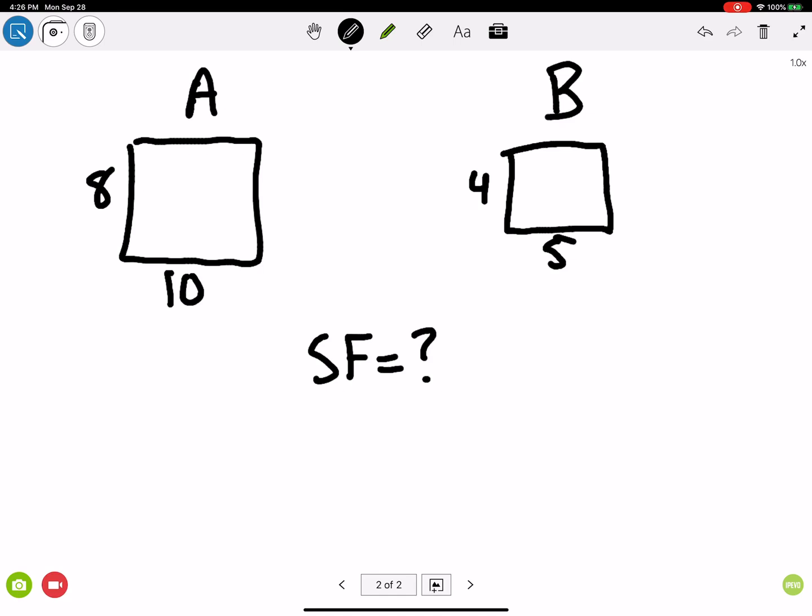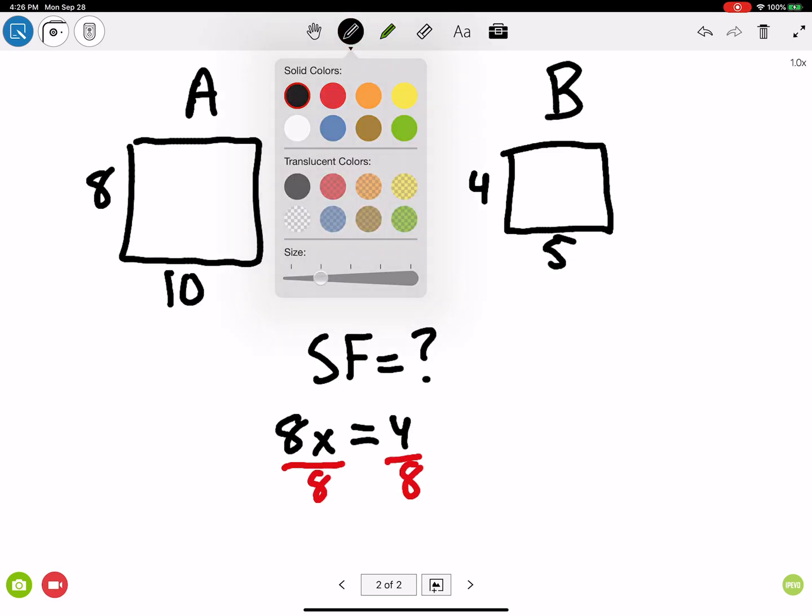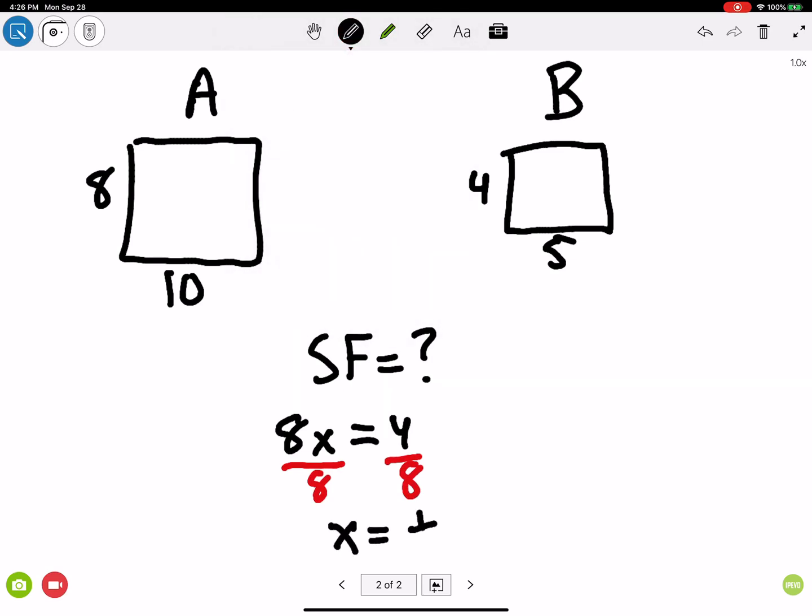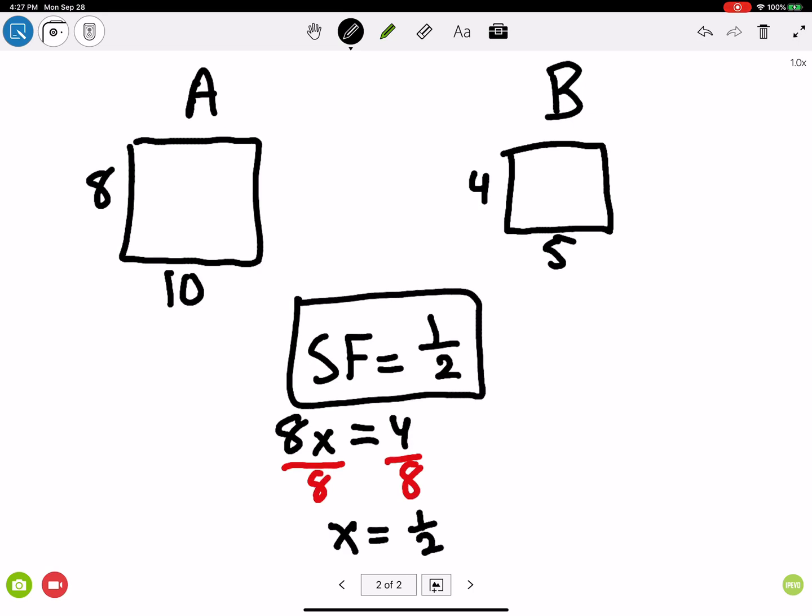Well, if I need to figure out 8 times something, so I'm going to call that x equals 4. Remember how we solve this? Divide by 8, divide by 8. You get x equals 1/2. So guess what my scale factor is? That's right. My scale factor is 1/2, because 1/2 times 8 gives me 4, and 10 times 1/2 is 5. Okay?